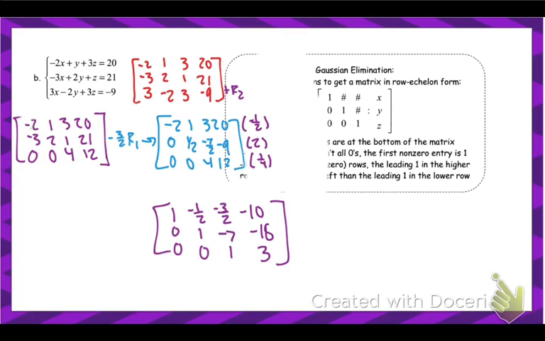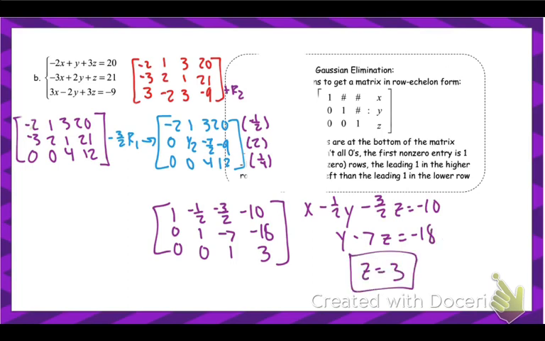All right, now at this point, let's set up that easy system. So x minus 1/2 y minus 3 over 2z is equal to negative 10. Y minus 7z is equal to negative 18. And z is equal to 3. Well, z is equal to 3, that's easy. And then again, plug in those values to solve this system. So I've got y minus 21 equals negative 18. So y equals 3. And then I've got x minus 3 over 2 minus 9 over 2 equals negative 10. So x minus 6 equals negative 10, so x equals negative 4.